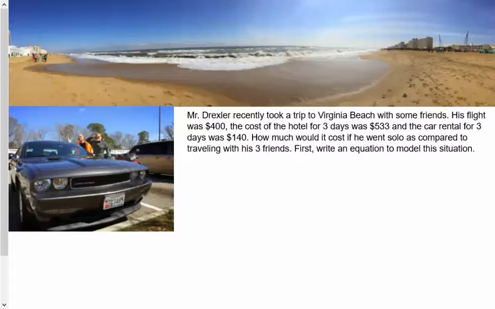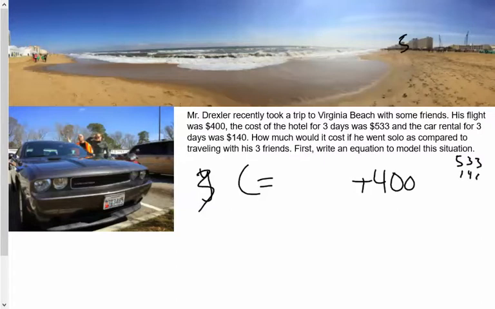All right, so let's first write an equation to model this. The cost is equal to, so part of it I had to pay for myself no matter what, $400, my flight. I had to pay that by myself. However, the other costs could be split amongst the number of people. That being the rental car and the hotel room can be split. So if we share that, we have $533 plus 140, $673 that can be divided by the number of people.